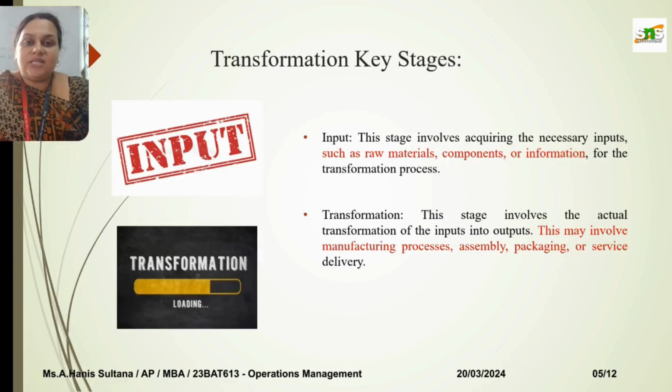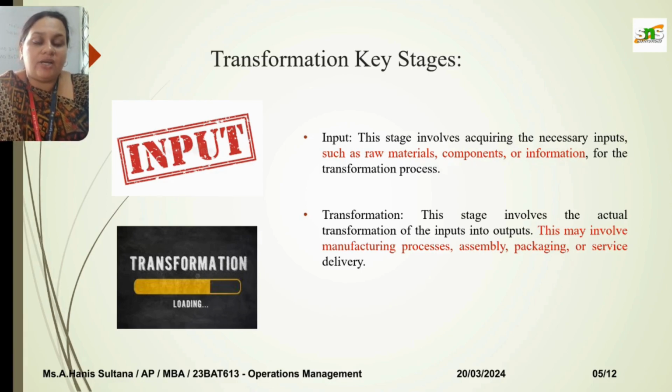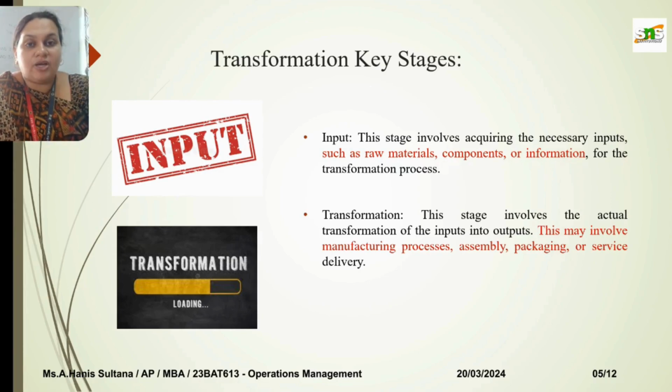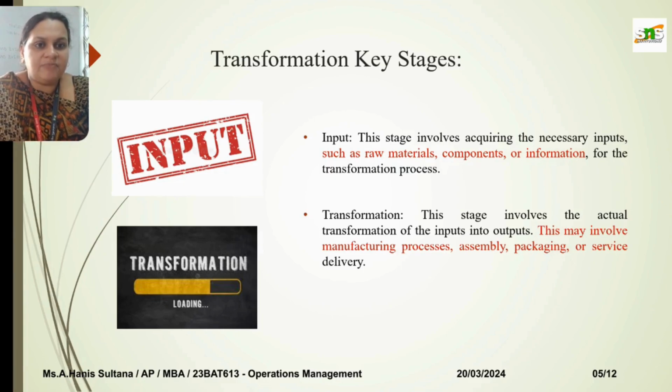So what is the input stage? The input stage involves acquiring the necessary inputs for the production unit, such as raw materials, components or information. Why does the word information come here? Because right from the definition, we are talking about goods or services. We are not concerned only with goods, we are also talking about services. When it is concerned with services, definitely the word information comes in. And what is transformation? It involves the actual transformation of inputs into outputs. This may involve manufacturing processes, assembly, packaging or service delivery.